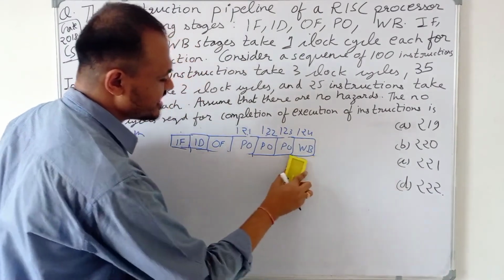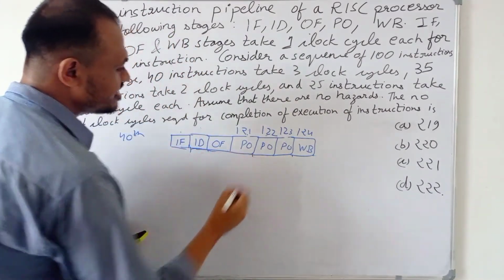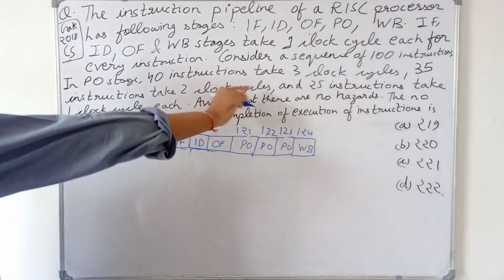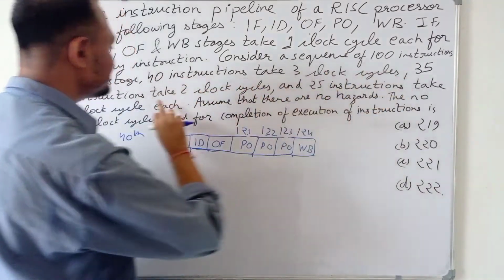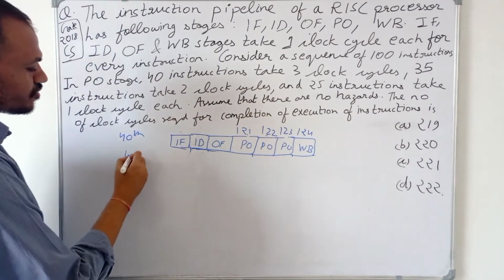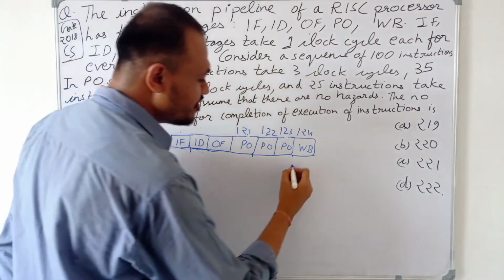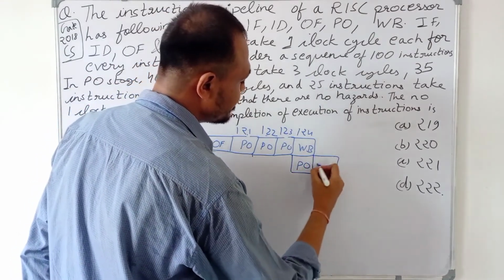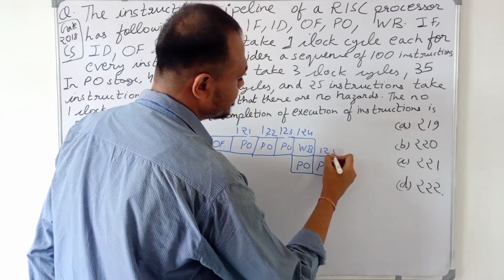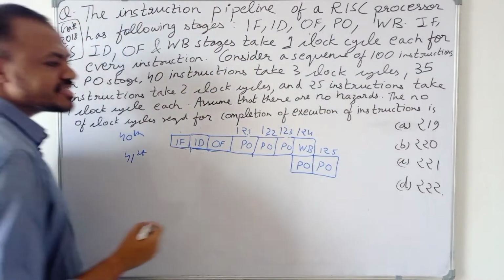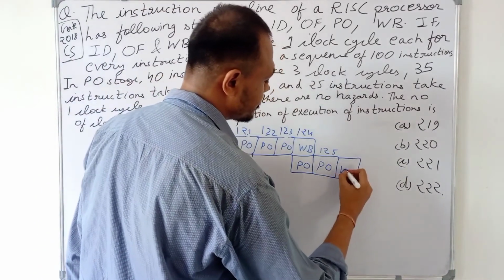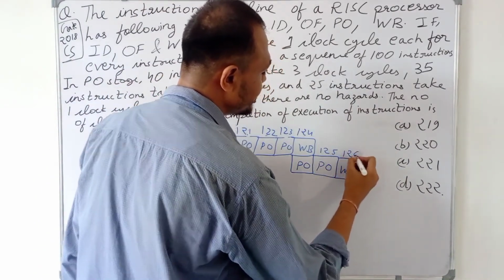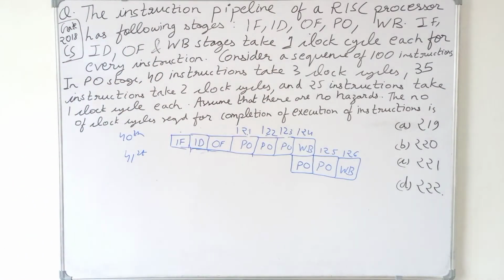Now for the 41st instruction. After the 40 instructions, the 35 instructions are taking 2 clock cycles each. So for the 41st instruction, the PO will start in the 124th clock cycle. Then PO will be complete in the 125th clock cycle, because these are only taking 2 clock cycles. And then the write back will be completed in the 126th clock cycle. So after 40, the 41st instruction is taking 2 extra clock cycles.